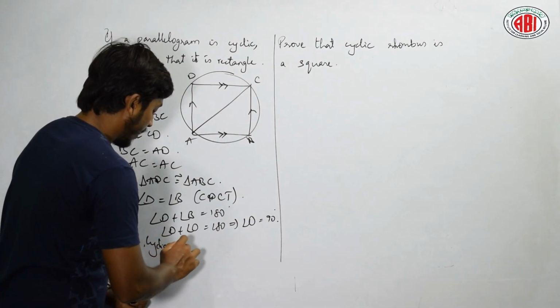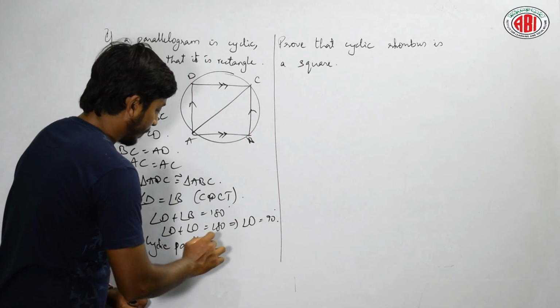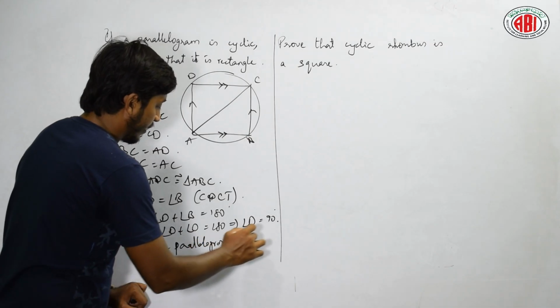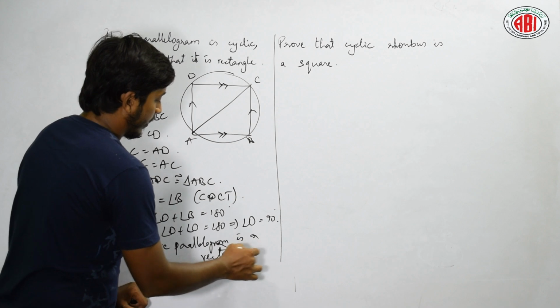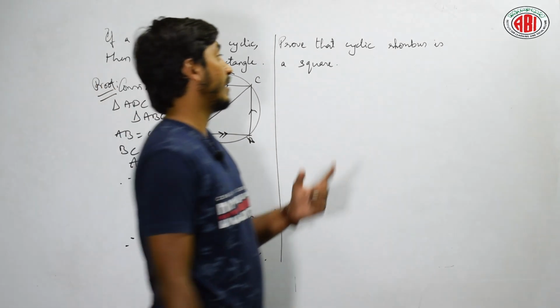Therefore, a cyclic parallelogram is a rectangle, right. Next, see the next question.